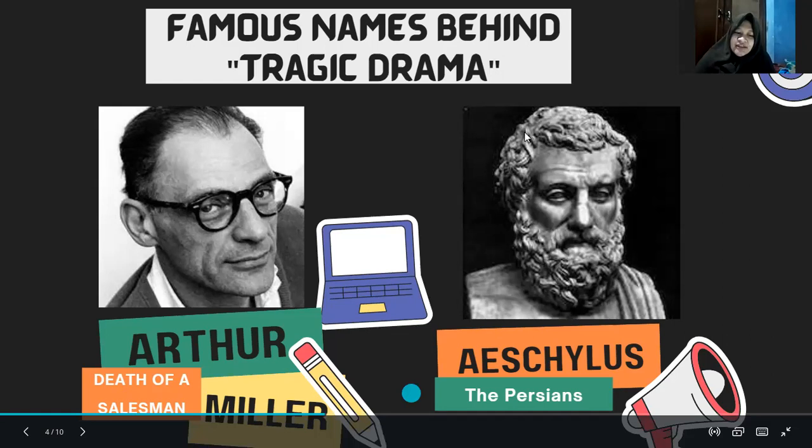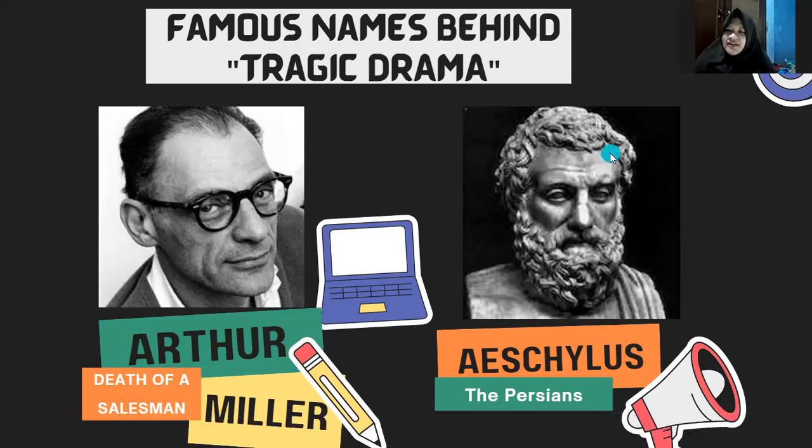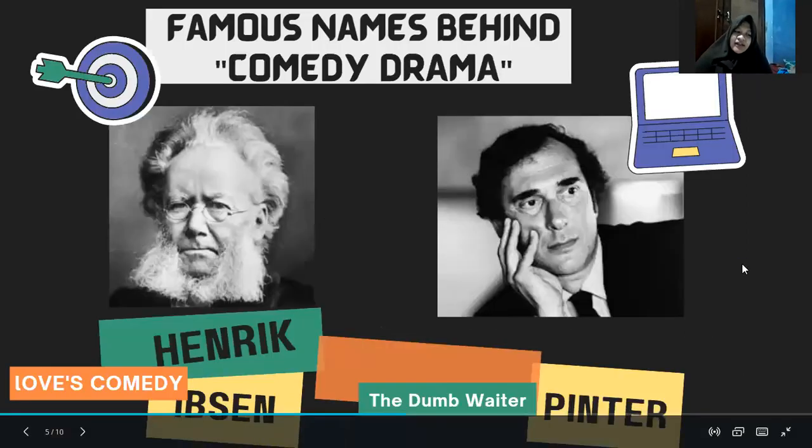Then on the right side, you can see here there is Aeschylus. Aeschylus is one of the famous names behind tragic drama from the ancient Greek era. This person has the most famous play with the title The Persians. There are some famous titles of his work, but I choose this one because this is the most eye-catching one for me. Then after that, let's continue with the next slide.